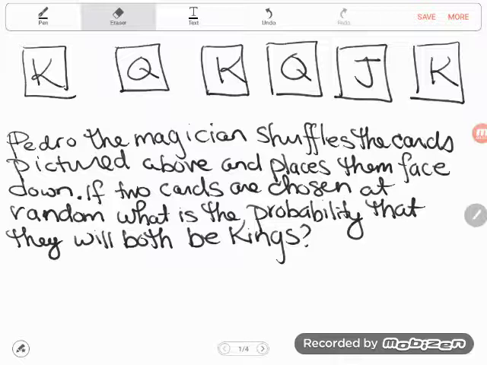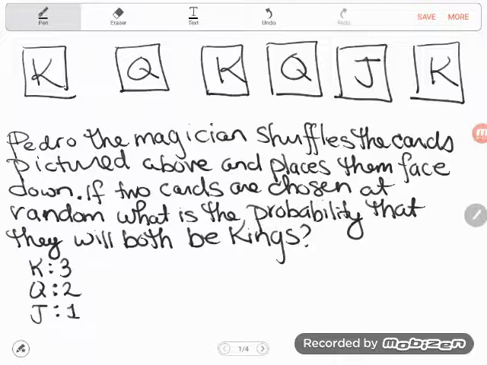Pedro the magician shuffles the cards pictured above. So clearly I'm not an artist, but we can see we have some cards up here that are kings and queens and jacks, and places them face down. If 2 cards are chosen at random, what is the probability that they will both be kings? Okay, I'm going to organize my work a little bit. Currently, the man has 3 kings. He's got 2 queens, and he's got a jack.